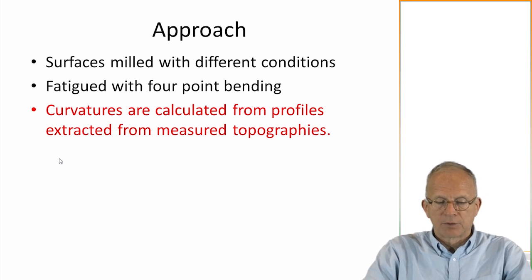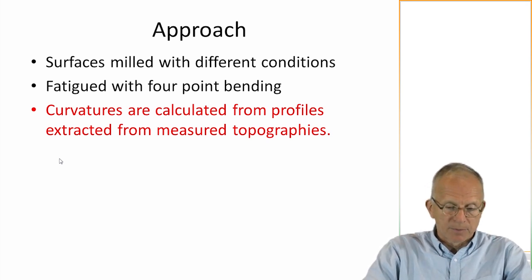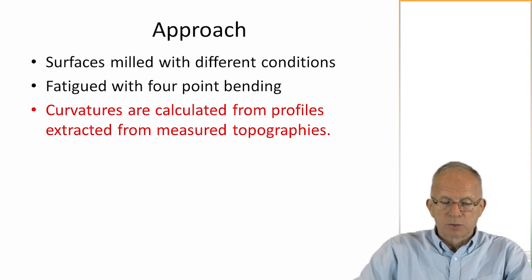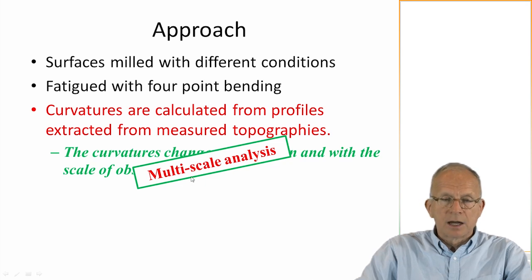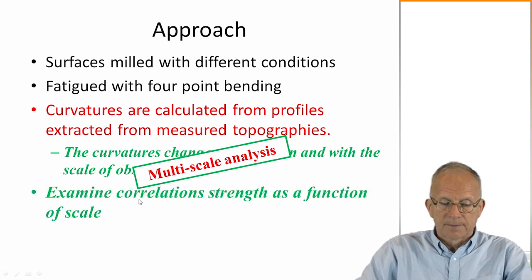Curvatures are calculated from profiles extracted from the measured topographies. Now, this work was done here in the United States. This was done in France. And then these curvatures change with position and with the scale of observation. It's a kind of multi-scale analysis. And then we examine correlation strengths as a function of scale.